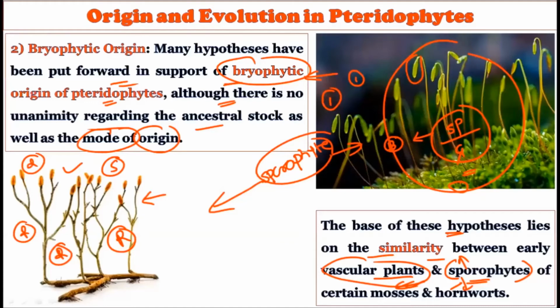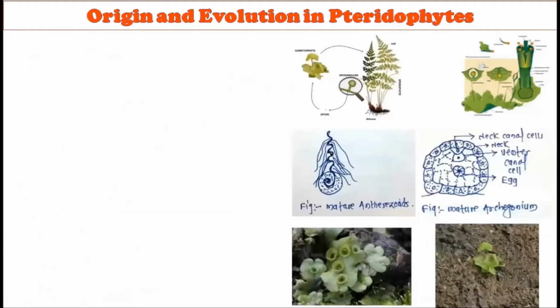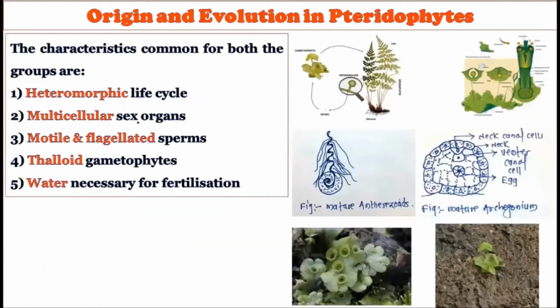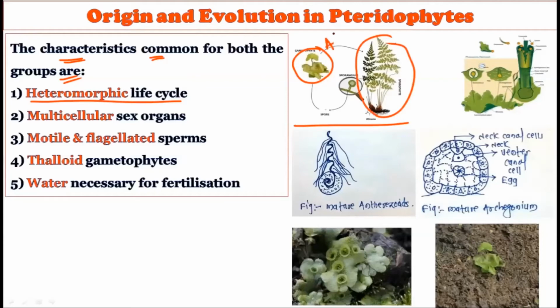Now let us consider which similarities were shown by these bryophytes with the pteridophytes. The characteristics common to both groups include the heteromorphic life cycle, that is, the alternation of generation. As you know, in the heteromorphic life cycle the gametophyte looks completely different from the sporophyte, and this gametophytic generation alternates with the sporophytic generation. So there is a presence of heteromorphic alternation of generation in the pteridophytes.